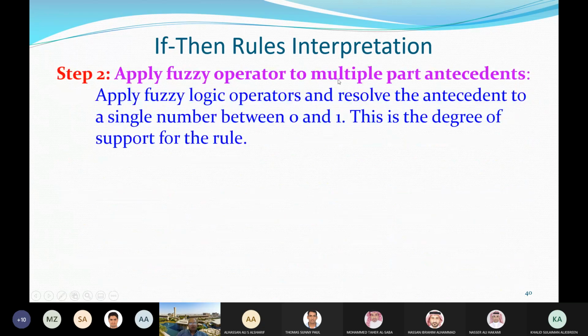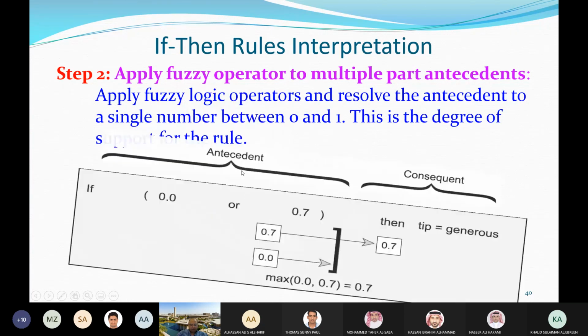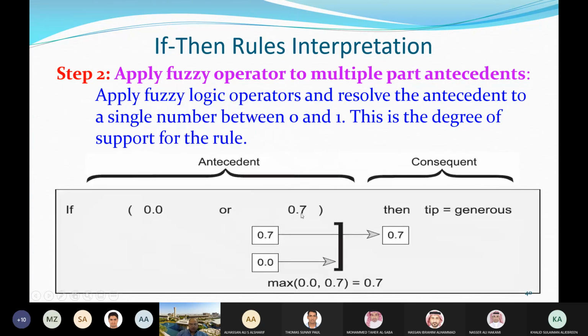So apply the fuzzy operator, which is OR in our case. Apply fuzzy logic operators and resolve the antecedent to a single number between 0 and 1, which is the maximum of 0 and 0.7. So it becomes 0.7. This is the degree of support for the rule. So you measure the maximum here for OR, so it becomes 0.7 here. So the consequent will also be satisfied by 0.7.